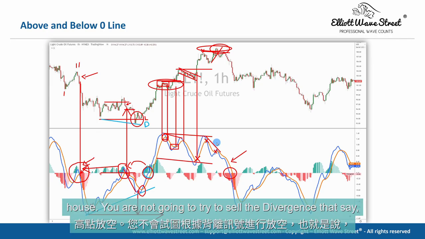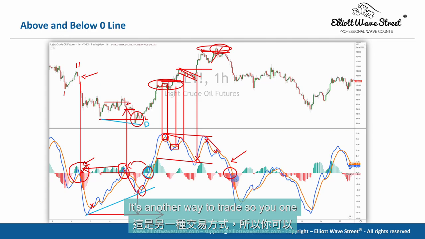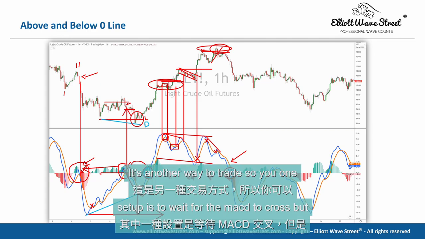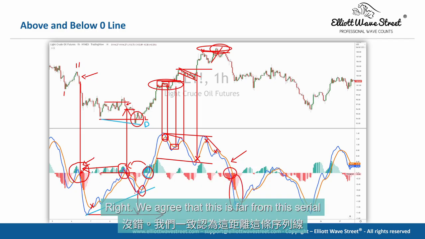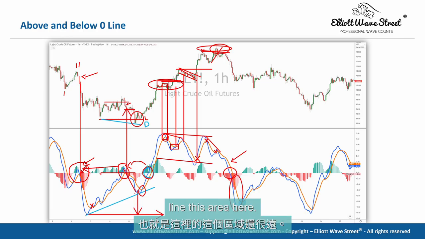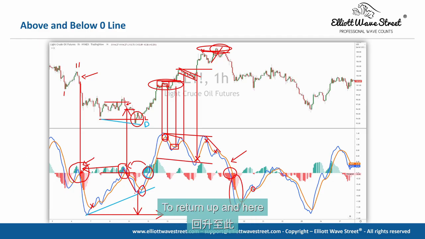It's another way to trade. So one setup is to wait for the MACD to cross, but to have a clean cross like this one, get far from the zero line, right? We agree that this is far from the zero line, this area here. Wait for the MACD to return up, and here will be a selling point. Right there on this area, it will be a first entry following the trend.